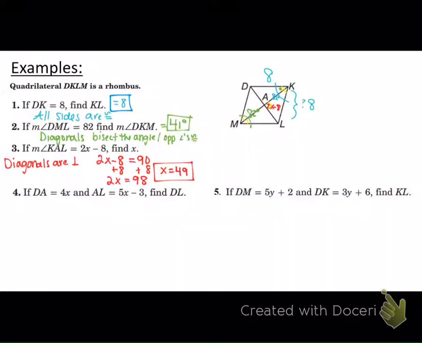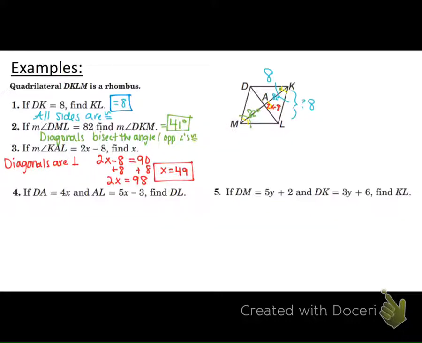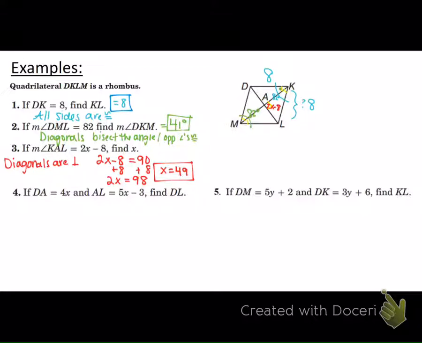So KAL is where the diagonals meet, right? And we know the diagonals are perpendicular to each other, so they form a 90-degree angle. So KAL is 90 degrees. Does that make sense? That's why I'm trying to write the reasons here, so when you do your homework tonight, you know why I set it equal to 90. Obviously, if it doesn't say to do that in the homework, you don't have to do that.